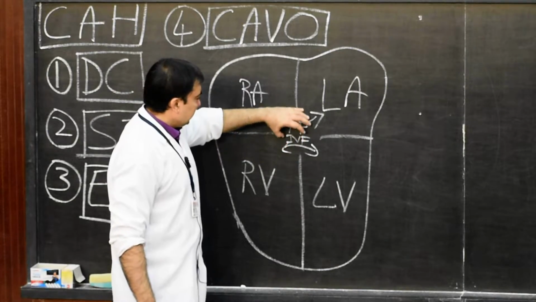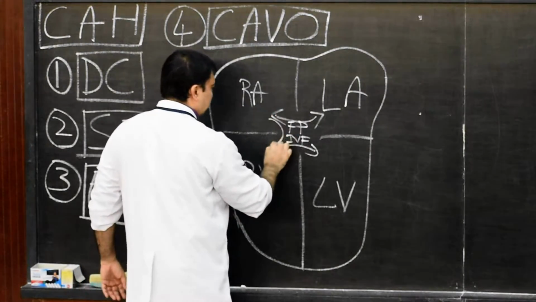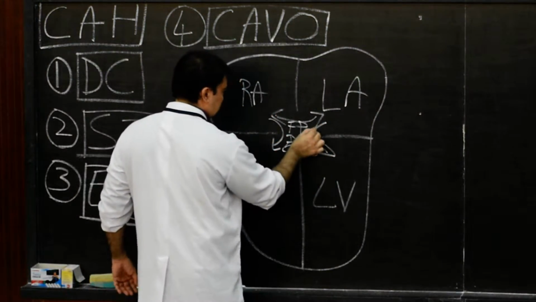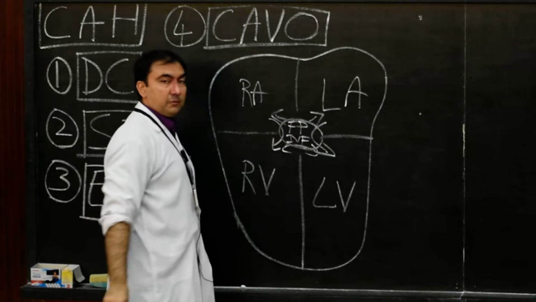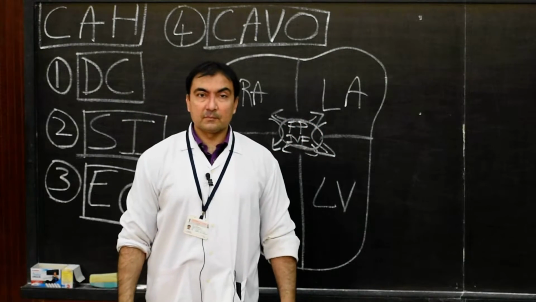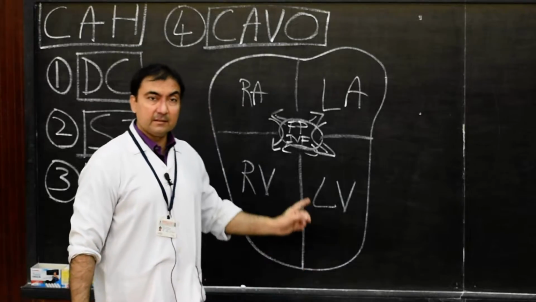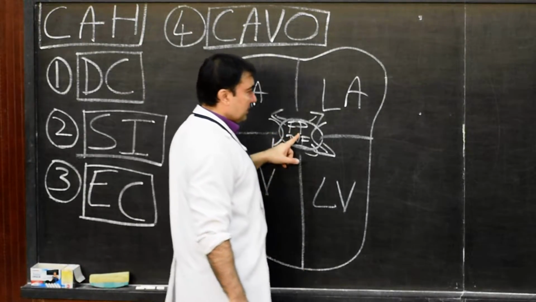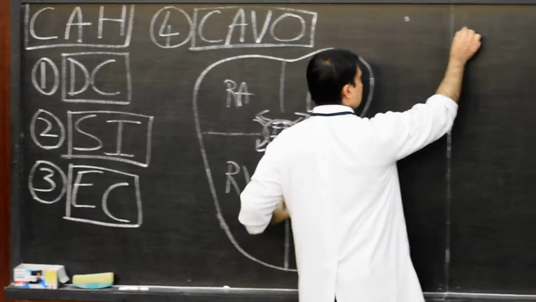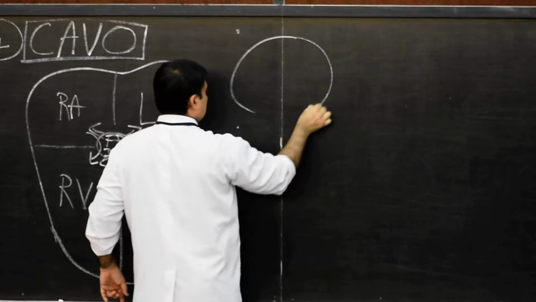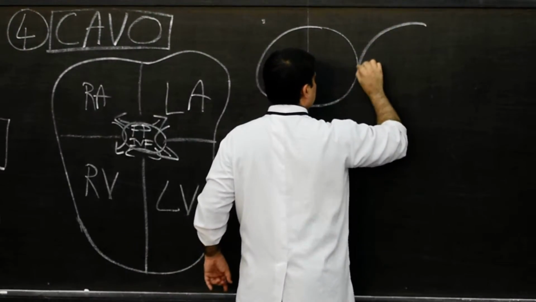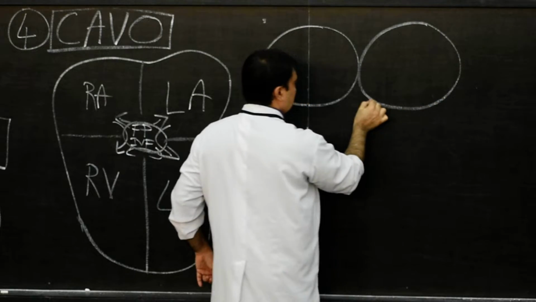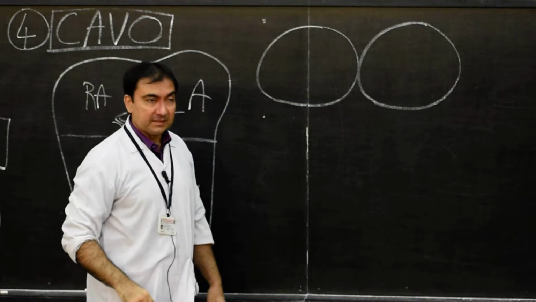Then there will be a common atrioventricular canal. Now in this common atrioventricular canal, please note down, if you come down, what will happen will be fusion of tricuspid and bicuspid orifices or valves.